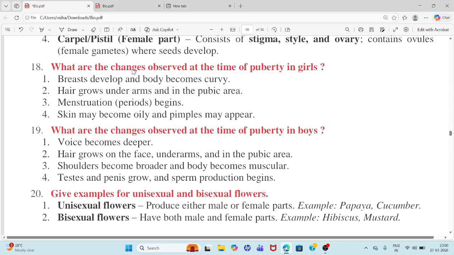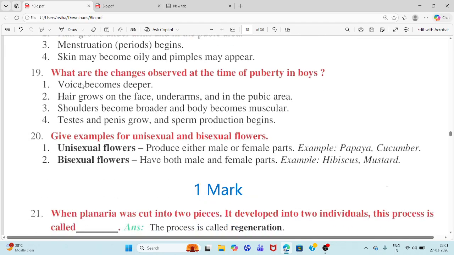18th question. What are the changes observed at the time of puberty in girls? Breasts develop and the body becomes curvy. Hair grows under the arms and in the pubic area. Menstruation begins. Skin may become oily and pimples may appear. These are the changes.